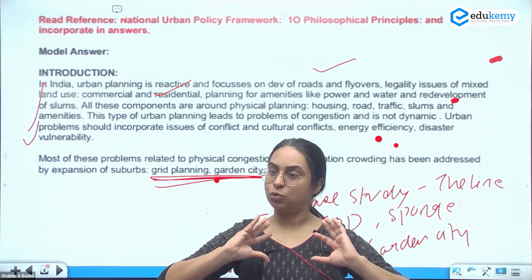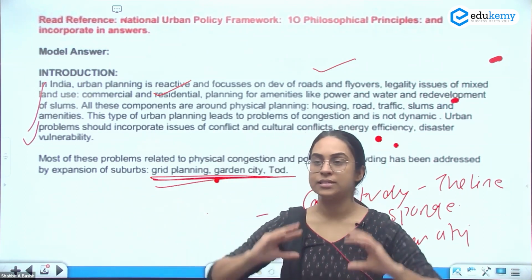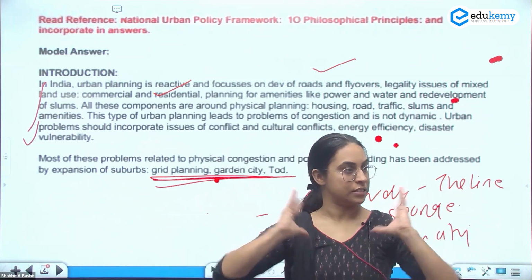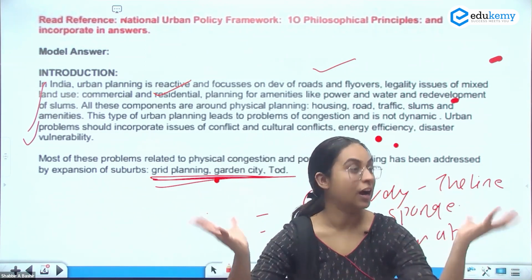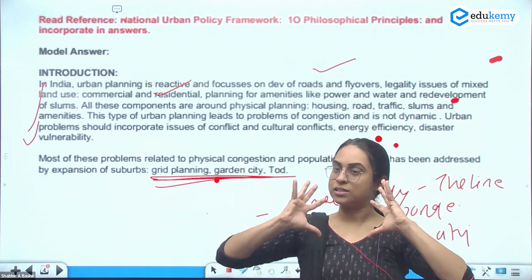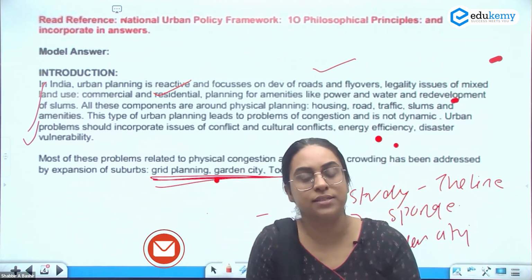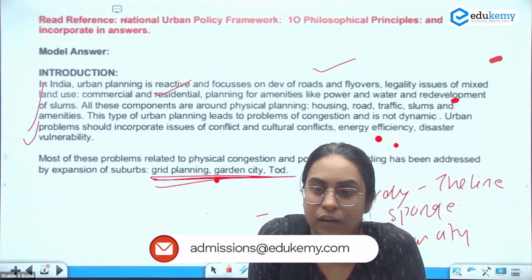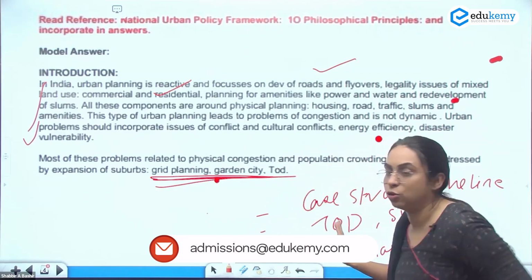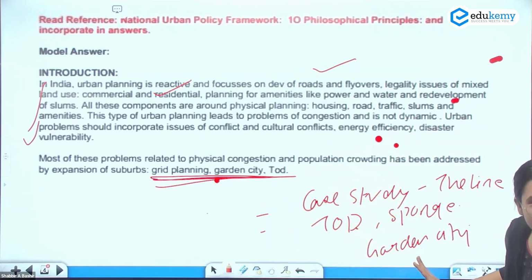So to stop this sprawl, on the boundaries of the cities there was forest. So it was basically the entire forest around the city, and it was called a garden city. The concept was given by Ebenezer Howard, and this is also a concept you can use. You can use TOD, you can use the concept of garden cities.